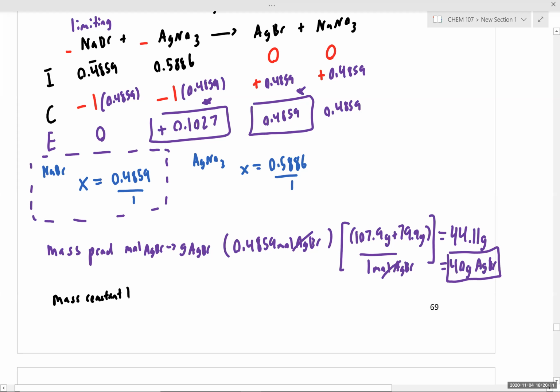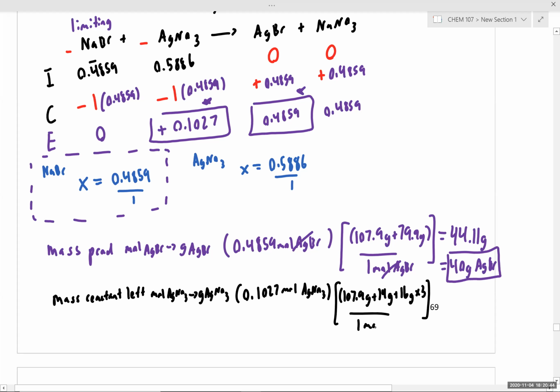So the mass of reactant left, we're going to go from the moles of silver nitrate to the grams of silver nitrate. So we'll have 0.1027, reading off from our ICE table, that's the moles of silver nitrate left over. And we know silver has a mass of 107.9, nitrogen has a mass of 14, oxygen has a mass of 16, and we have three oxygens. So this is the molar mass of silver nitrate.